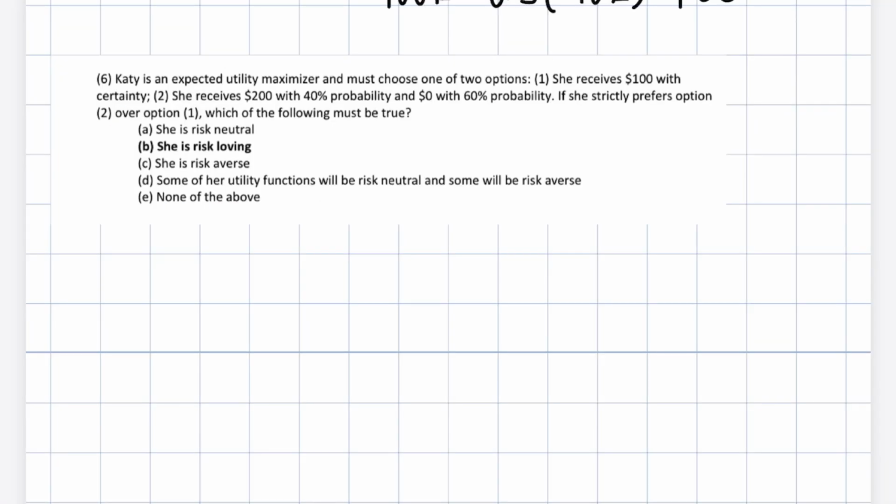So next we have this question about Katie. It says that she has two options. She can receive $100 with certainty, so that's like our full insurance example, or she can receive $200 with 40% probability and $0 with 60% probability. So that's like our no insurance example. If she strictly prefers option 2 over option 1, which of the following must be true?